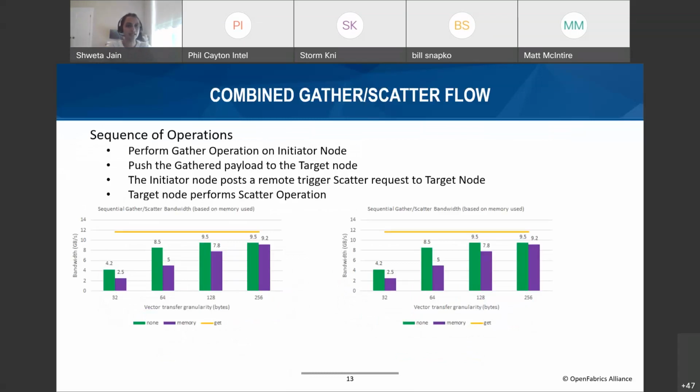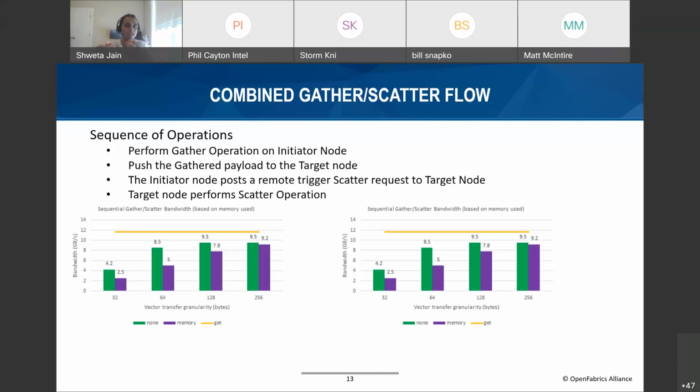This is the last graph of results that I have here, and this is the combined scatter-gather flow. In this particular case, we are gathering the data on an initiator node using the putv message flows that we have in place. Once we do that, we post a remote trigger acceleration request on the target node so that it can scatter that pre-gathered data on its memory. So this combines all the accelerator modes of operation and the support that we have in place in a single benchmark. That is what these graphs represent. No surprises here in terms of performance.